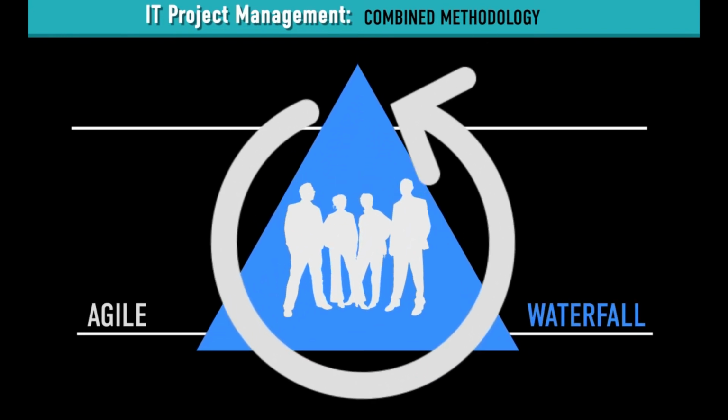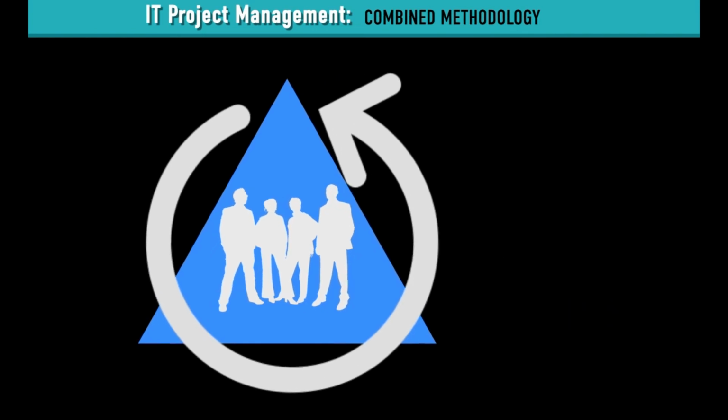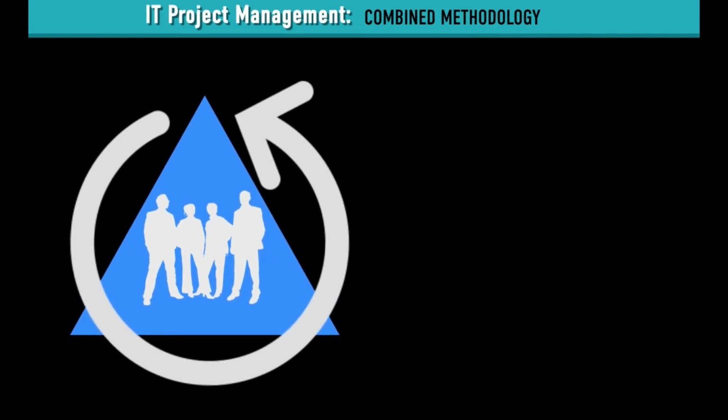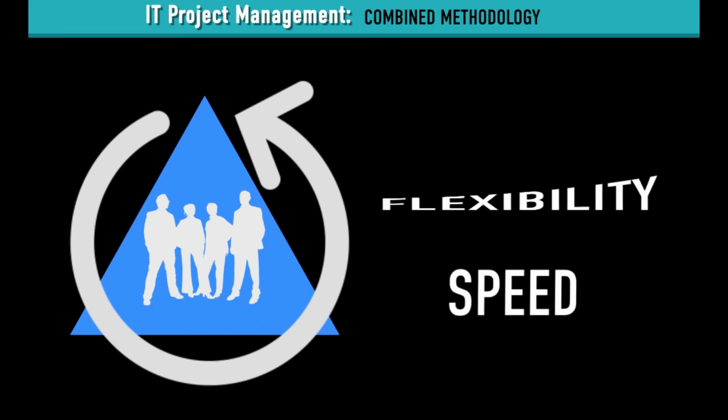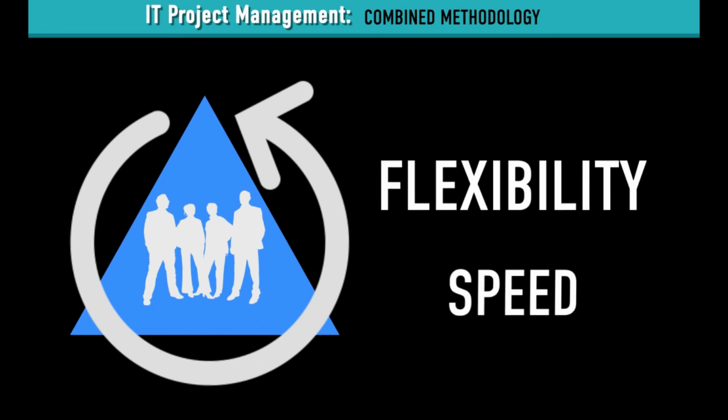Combining the Agile and Waterfall methodologies is a successful approach to completing many software projects. Using the strengths from both by incorporating Agile methodologies into a less rigid Waterfall process increases the flexibility and speed at which the projects are completed.